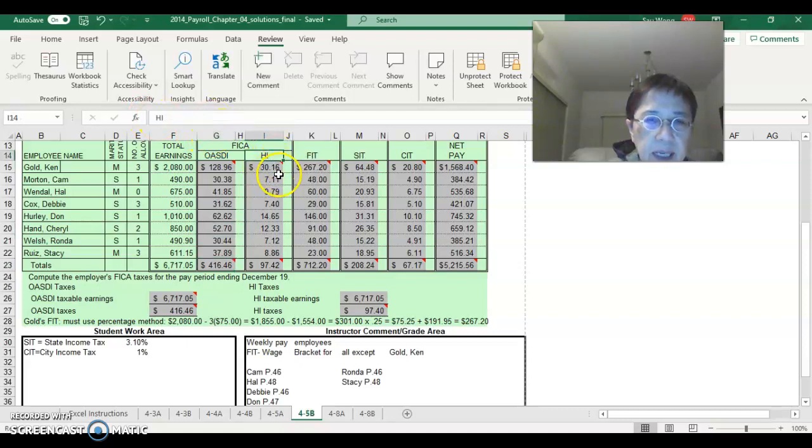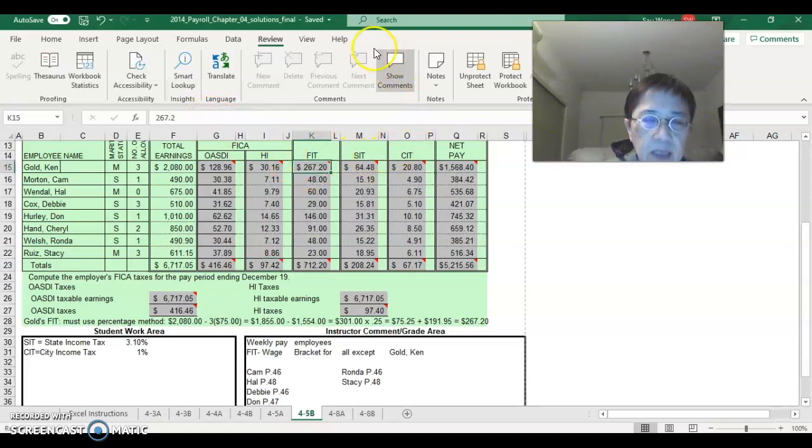For the Medicare tax, it's F15 times 0.0145, which is 1.45%, and the employer is the same 1.45%. So altogether the total is 2.9%. Once you get this cell, you can use the little plus and drag all the way down to row 22, and then sum up the column from I15 to I22. You can see the formula here.